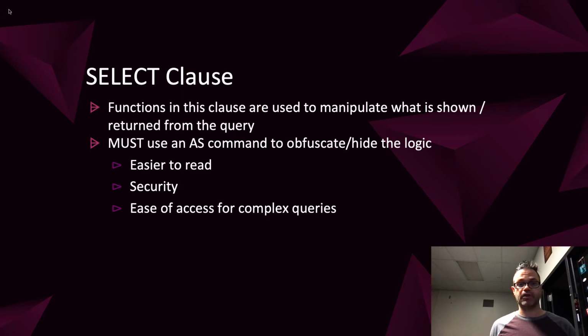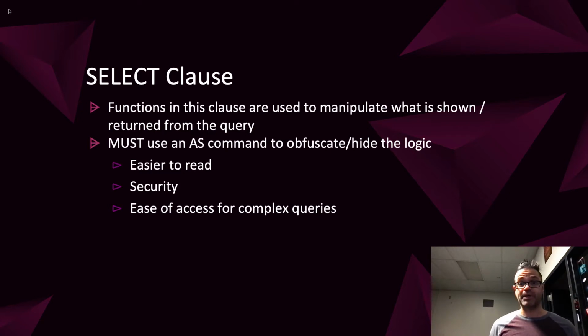Now, when we're talking about these select query based functions, I require the use of the AS command on every single line inside the select clause where you have a function or anything that's not simply the name of a field, because we want to obfuscate or hide that logic. There are three reasons why I expect you to use the AS command to hide that logic or obfuscate the information.